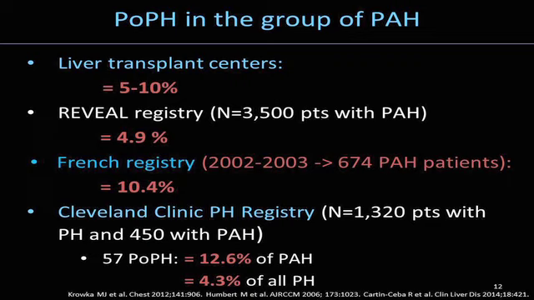This is the prevalence that I mentioned, 5 to 10%. This is pretty much all across the registries. In our clinic, of the 1,320 patients with PH, 4.3% of them had porto-pulmonary hypertension, so along the lines of other studies.